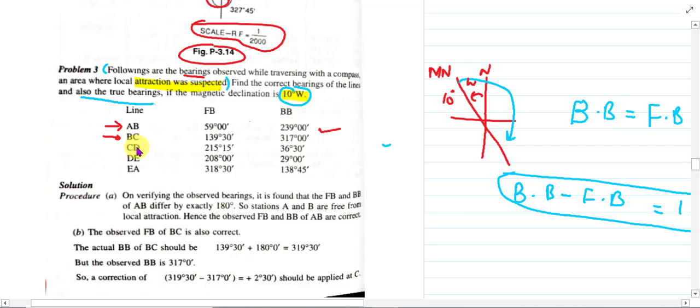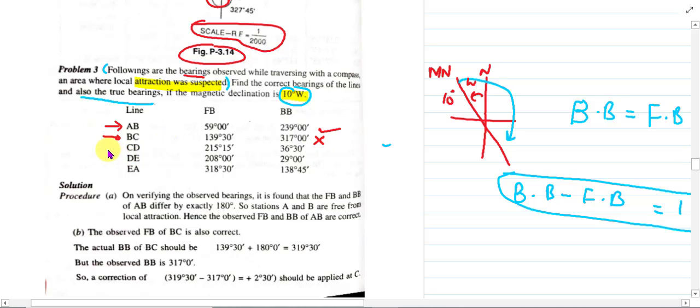Now move to row number 2, which is given by the line BC. So check the BC line fore bearing and back bearing. In row number 2, the check formula is applicable, but the value is not equal to 180 degree. Hence we can say that there is something wrong in the reading of column number 2 or column number 3, but we will find this something wrong, which is called local attraction, later on.